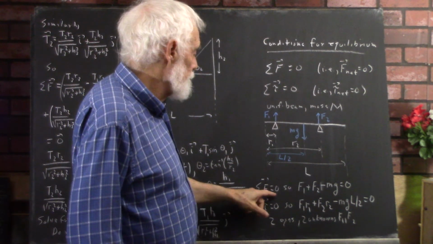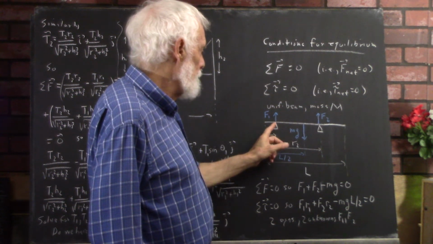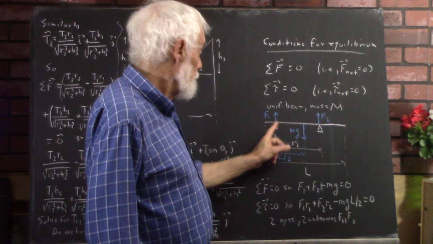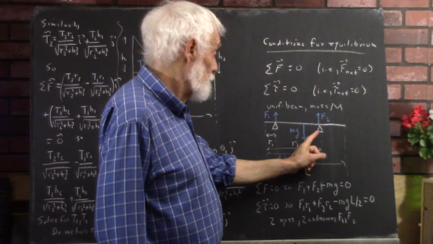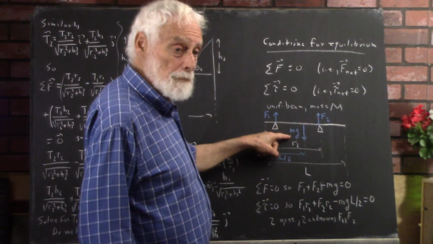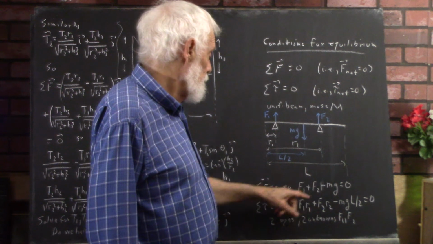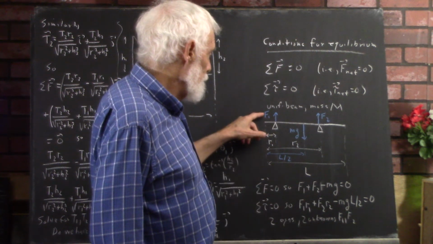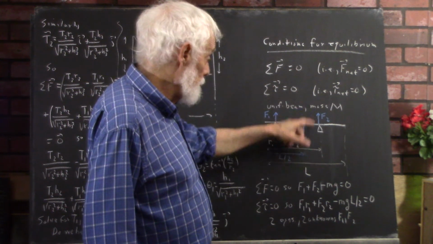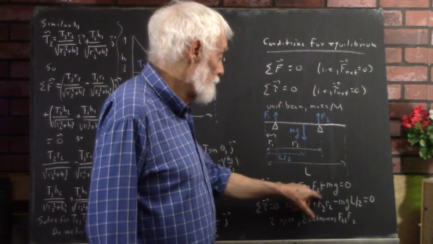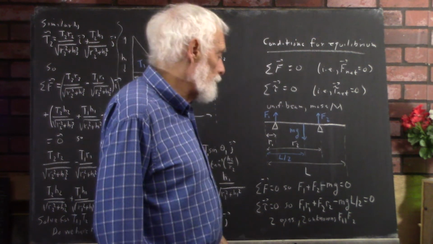The sum of the forces is zero, so the force exerted on the beam by this support, F1, added to the force exerted on the beam by this support, which is F2, has to equal the weight of the beam, mg. So, very simply, the sum of your forces is F1 plus a negative mg, because that's down, plus F2 equals 0. I've got them in a different order there, but that's it. The sum of the torques also has to be 0.